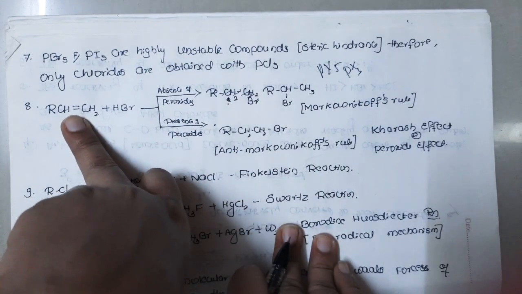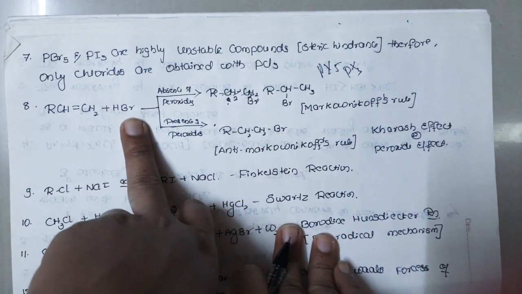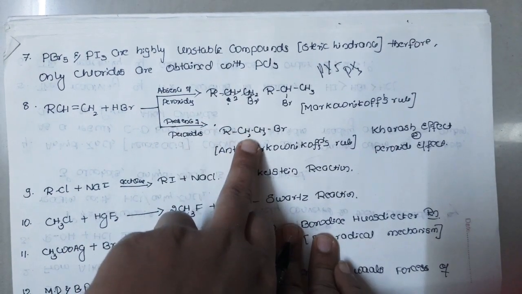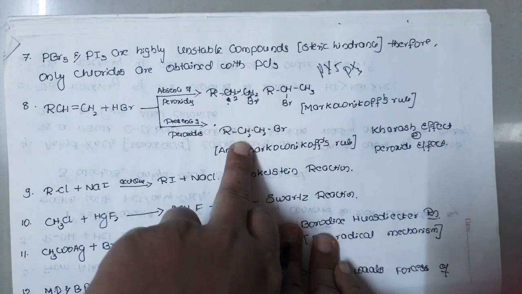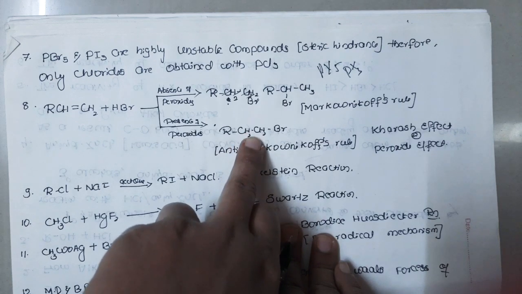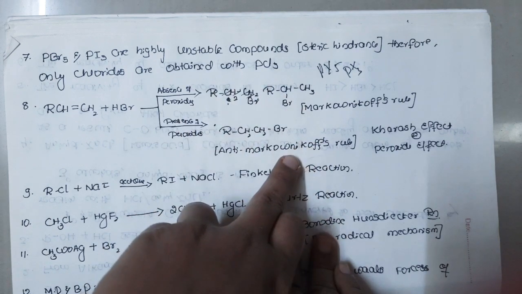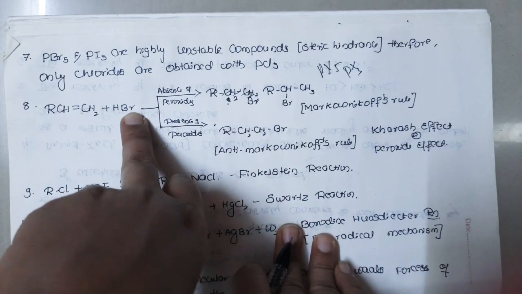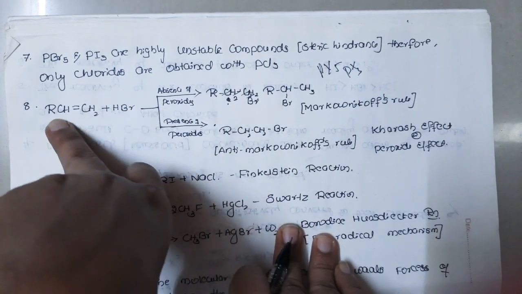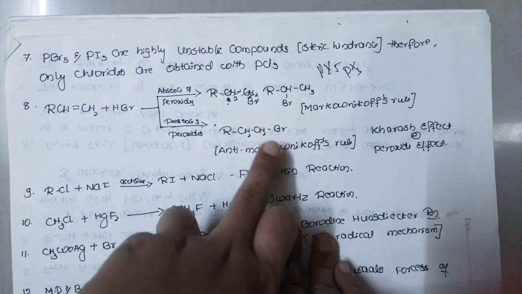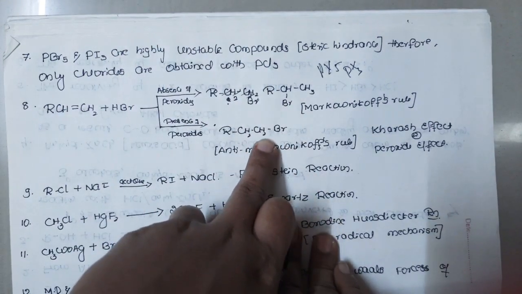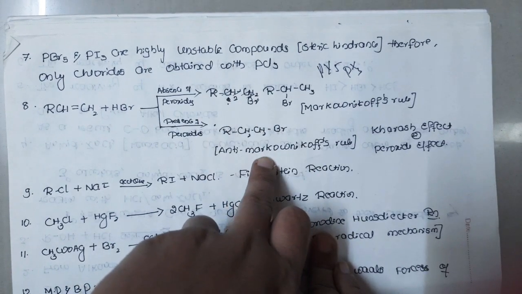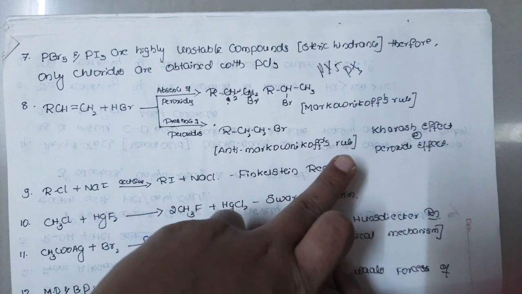The same unsymmetrical alkene, when treated with hydrogen bromide in the presence of a peroxide, gives the primary substituted product. Okay, it means it will go against Markovnikov's rule. Meaning what? During the hydrohalogenation, the negative part of the adding molecule will attach to the carbon containing the more number of hydrogen atoms. So it is against Markovnikov's rule. So it's anti-Markovnikov's rule.